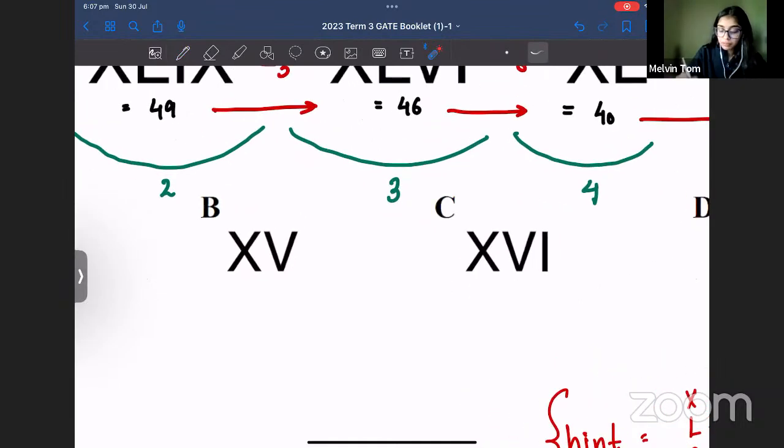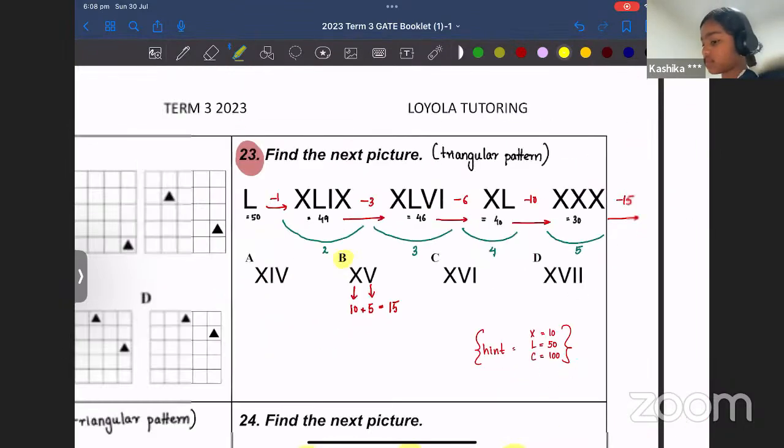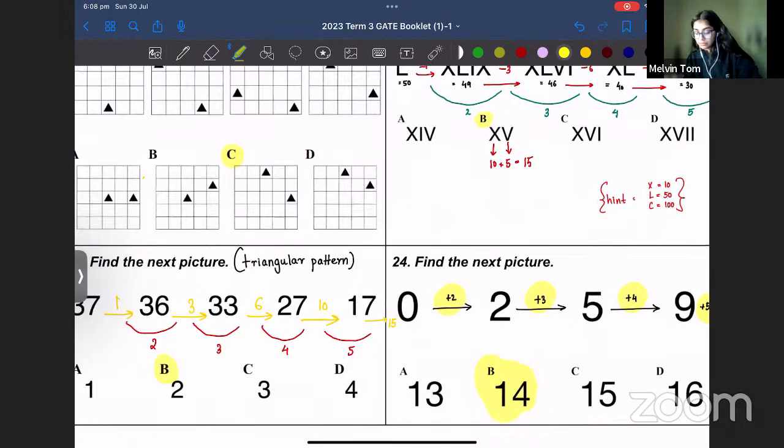Now let's look at option B. Why we chose that: X is 10 and V is 5. 10 plus 5 gives you 15. Make sense? Okay. Option B.